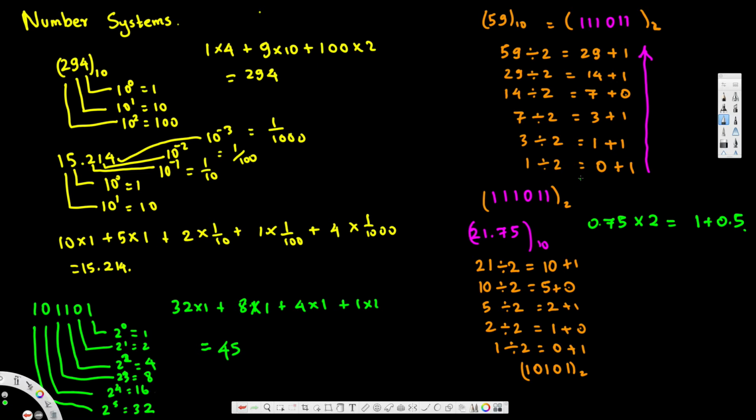So the conversion is basically, for the whole number it goes from bottom to top, 10101 base 2, and we can just neglect this one.